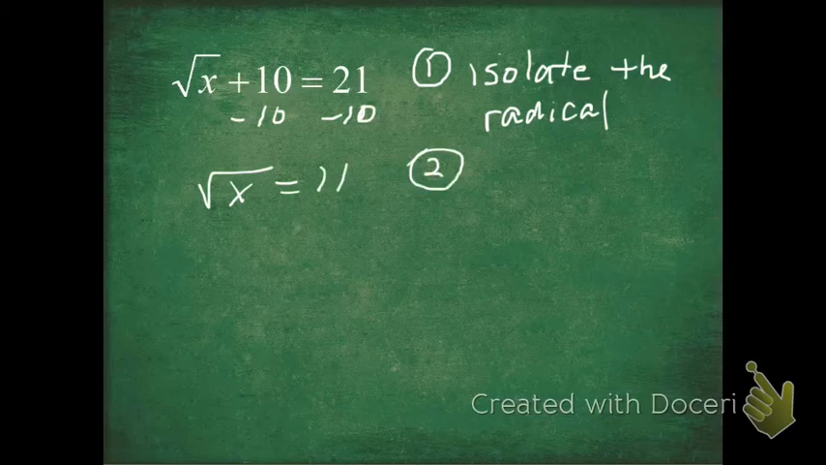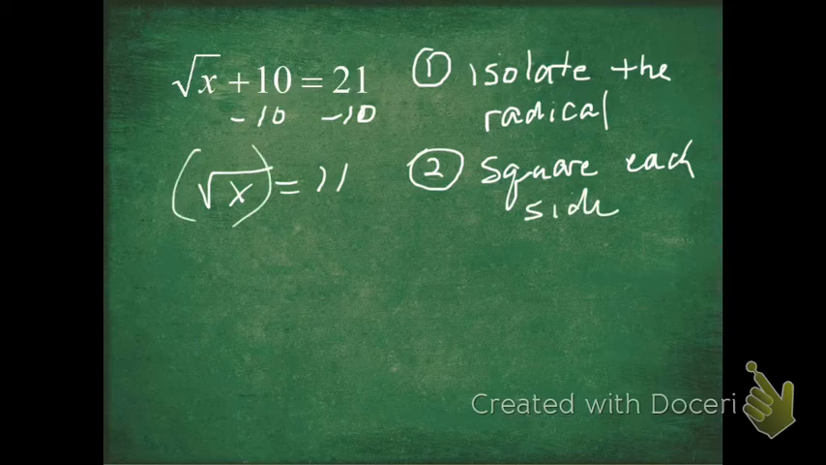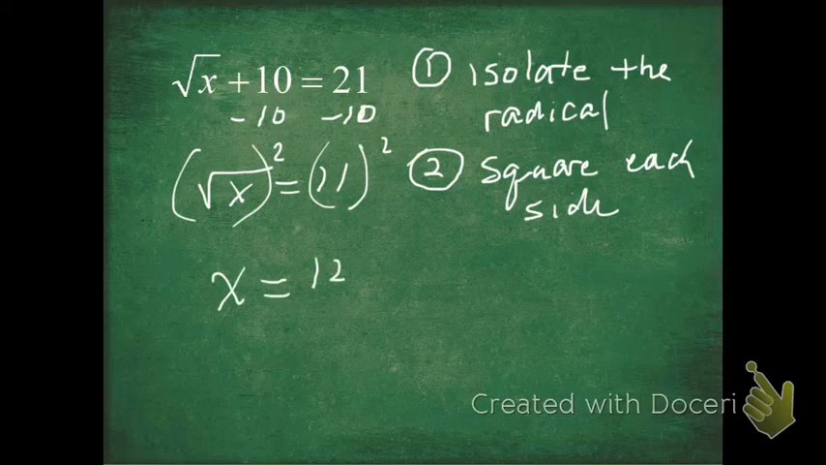Your second step then is to undo the square root. Well, to undo that, you square each side. So I'm going to square the square root of x, and I'm going to square 11. Whenever you square a square root, your answer is always the radicand, that number or letter that's inside the radical sign. And 11 squared is 121.